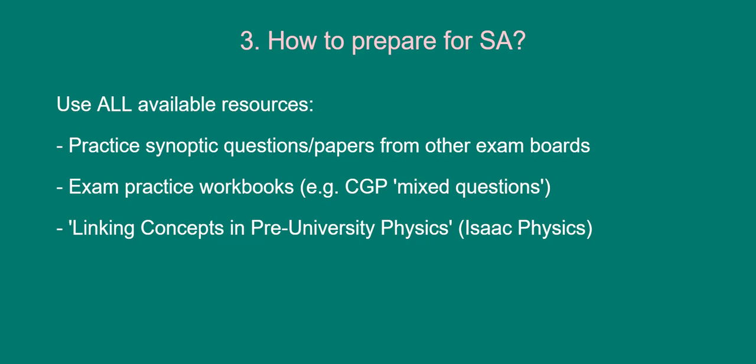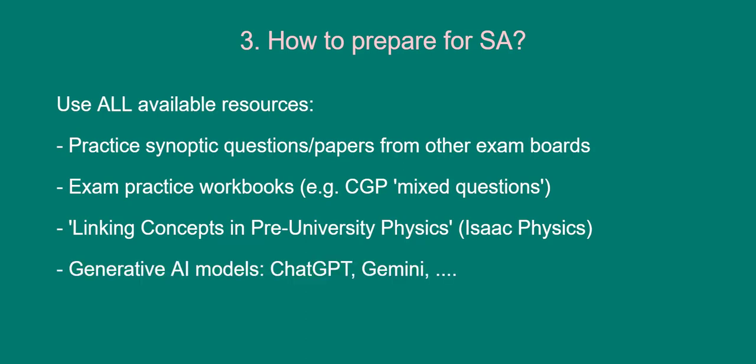Now let's imagine, and you may need to really stretch your imagination for this, that you've worked through all past papers and workbooks and want even more synoptic practice. Where do you turn to? Powerful generative AI, such as OpenAI's ChatGPT models or Google's Gemini, can help you out. Such large language models, when prompted, can generate synoptic questions and answers. Let's take ChatGPT 3.5 for a spin and see what it cooks up for us.